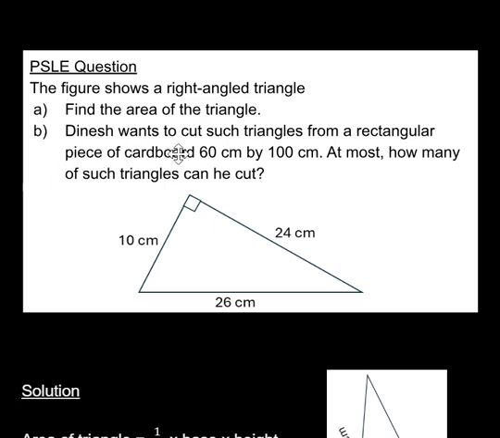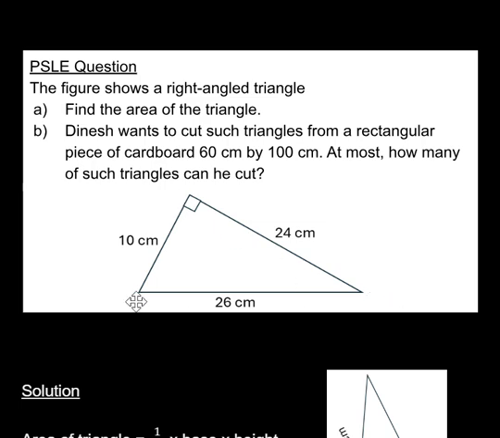B. Danish wants to cut such triangles from a rectangular piece of cardboard, 60 by 100. At most, how many triangles can he cut? So this is the triangle referred to by the question: 10, 24, and 26. And how do we know it's a right angle triangle? There's a right angle sign here.